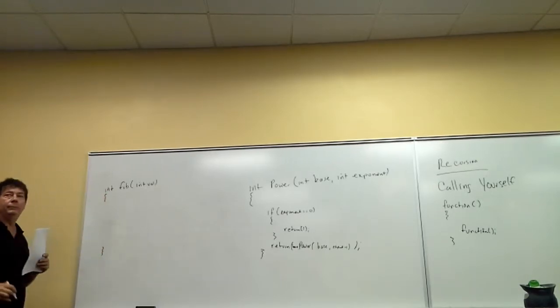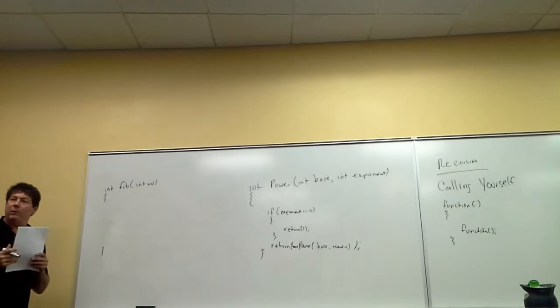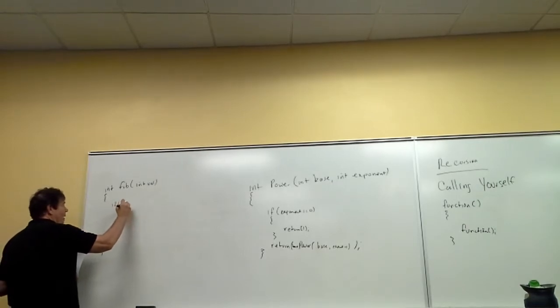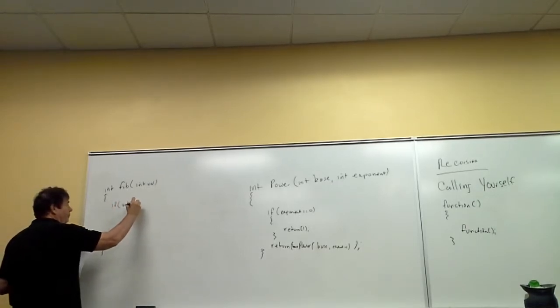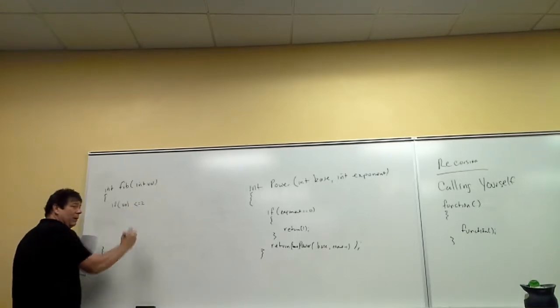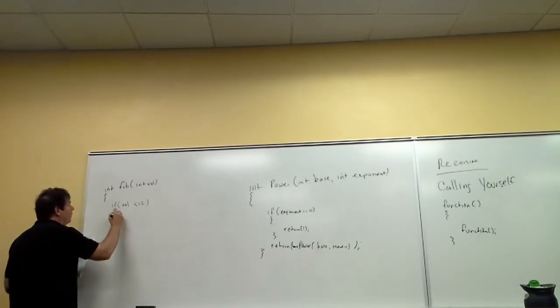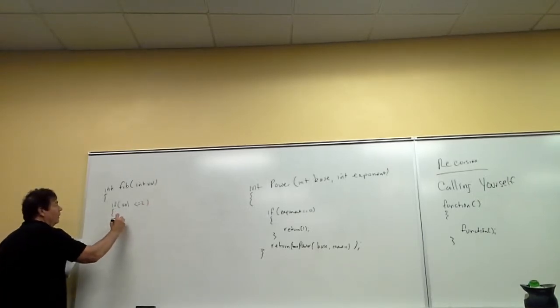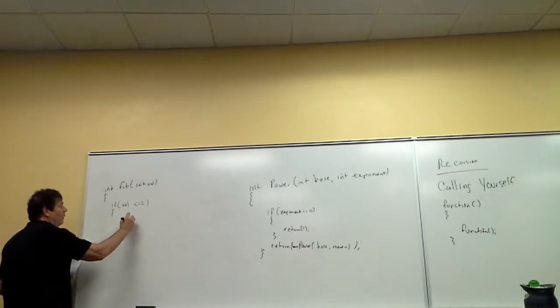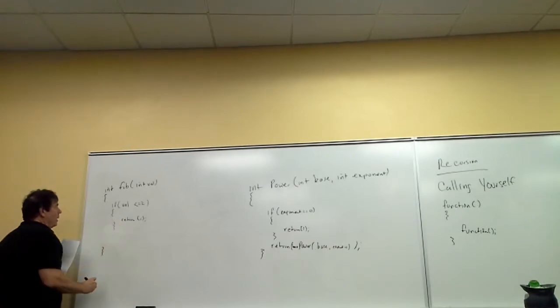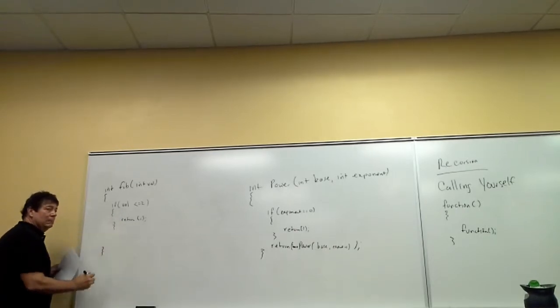Okay. What's the first thing you always have to do in recursion, the base cases? What's our base case going to be? If val, I'm going to suggest less than or equal to 2. Does that work? So what should I return here? 1. Okay, now what do I return? What do I do now?